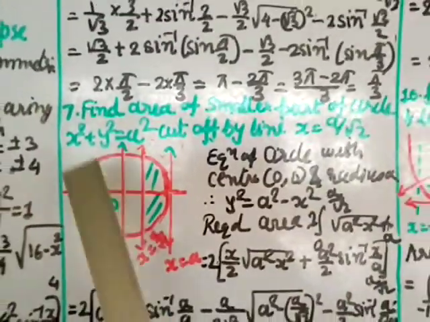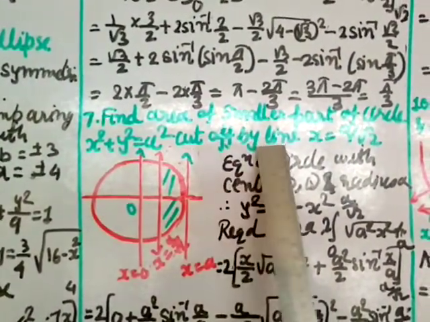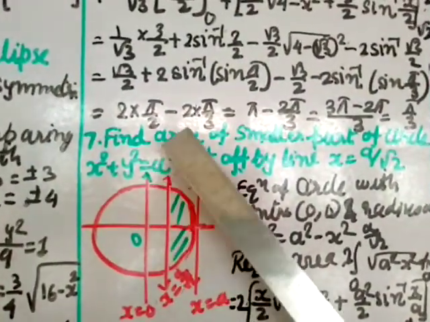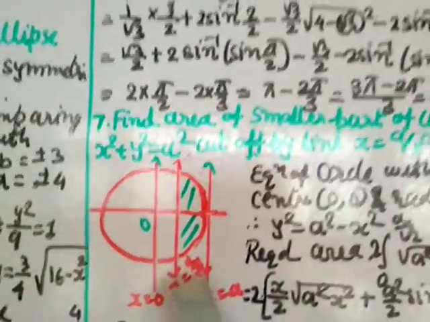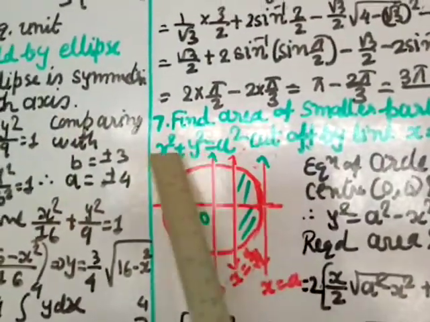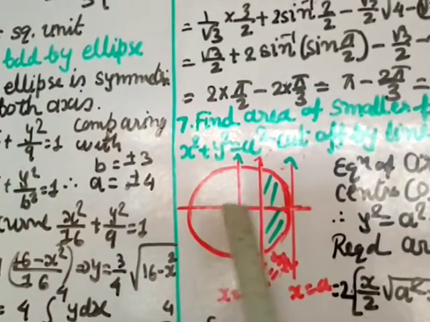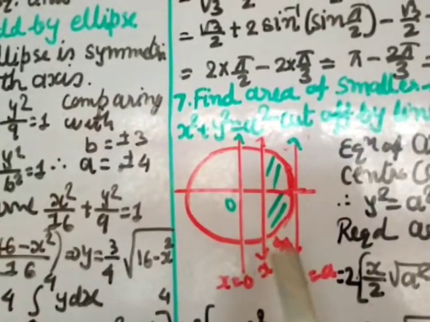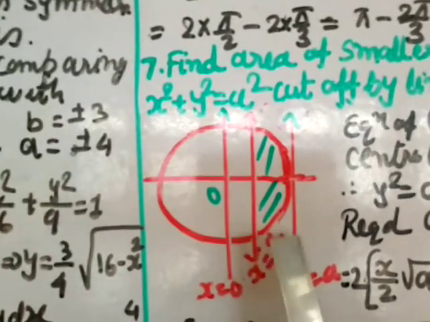Question number 7. Find the area of the smaller part of the circle x square plus y square is equal to a square cut off by the line x is equal to a by root 2. So this is my circle. This is the line which is cutting the area. That line is x is equal to a by root 2. Here the origin is the center and the radius is a. So from here to here this distance is a. So I have taken this line as a. If this point is a, then the line will be a. So I have to find this region from x equal to a by root 2 to x equal to a.